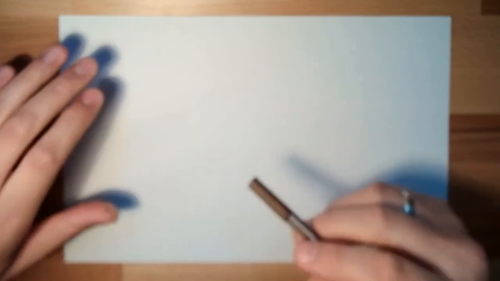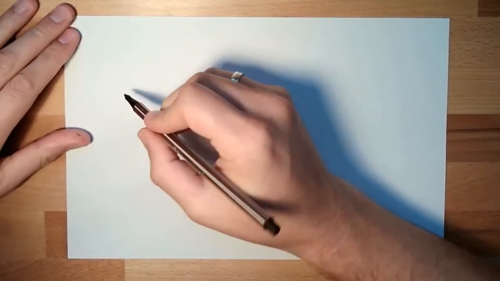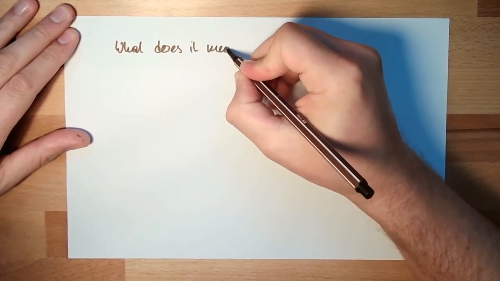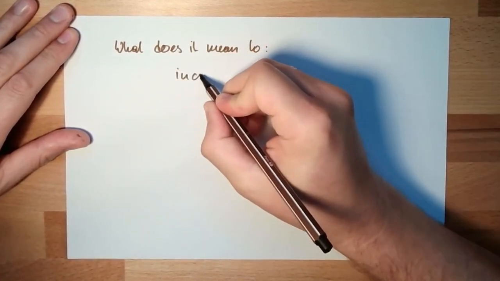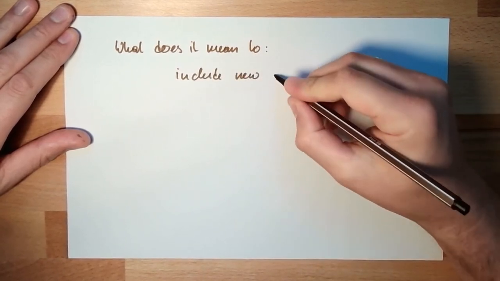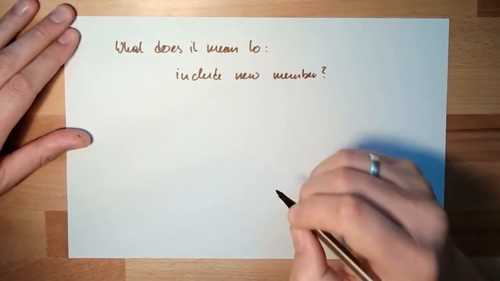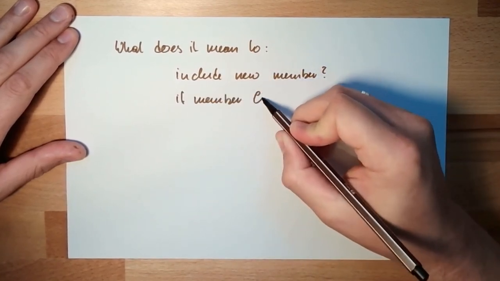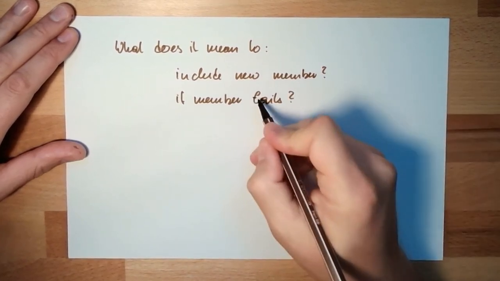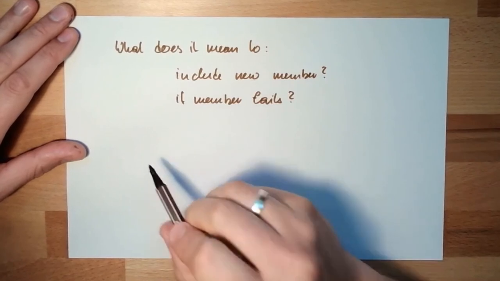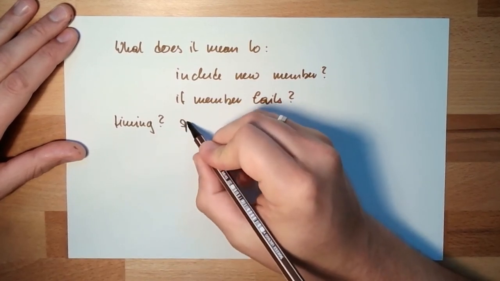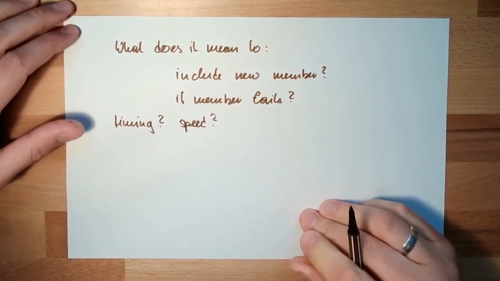So you should ask yourself some questions. What does it mean to include a new member to the bus? How much effort is this? What does it mean if one member fails? Will it drop down the whole bus? What is the timing of the bus? What is the speed of the communication?